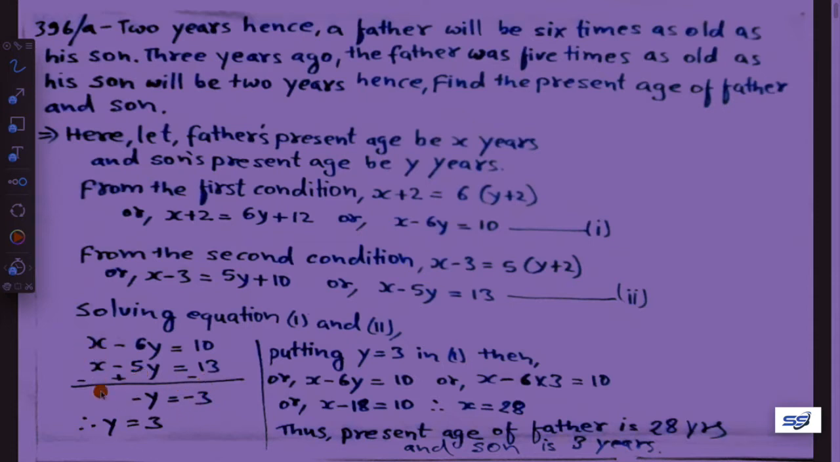So plus and minus x is cancelled, and here 6y plus 5y is minus y equals minus 3, since minus 13 plus 10 is minus 3. Here minus, minus again cancelled. Therefore y = 3.